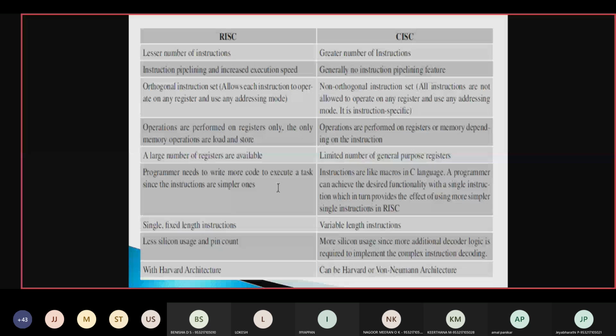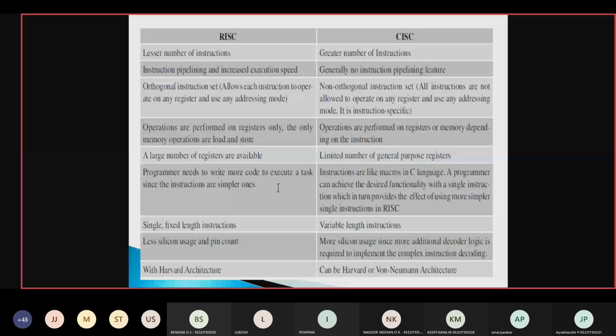Next, in RISC, operations are performed on registers only. The only memory operations are load and store. We will see what is meant by load and store. In CISC, operations are performed on a register or memory depending upon the instruction. Here in RISC, operations are performed only on the registers, not on the memories. Whatever data we have, we need to take it into one of the registers and perform the operation. That's RISC, whereas in CISC we can perform operations directly on memory locations.